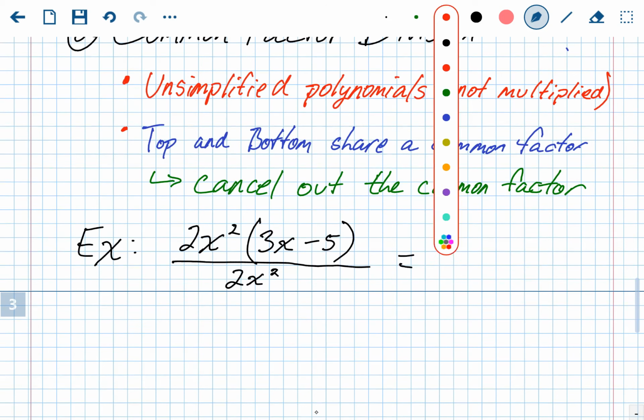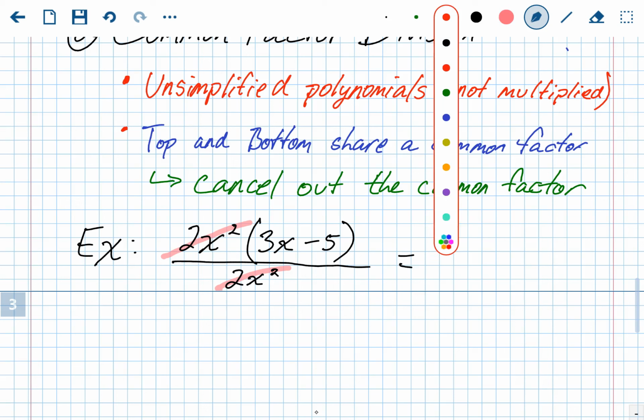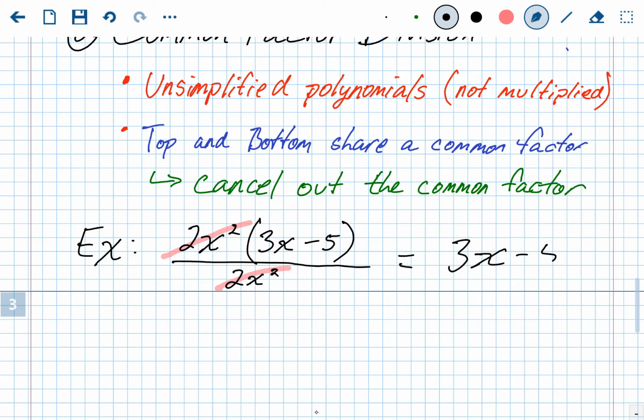And on the denominator we have a 2x squared. Okay. Well, do you notice anything that's the exact same on the top and the exact same on the bottom? Hopefully you do. The 2x squared. There's a 2x squared on top. There's a 2x squared on the bottom. 2x squared divided by 2x squared is 1. So we can cancel those out. So what's left is just 3x minus 5. And that is it.